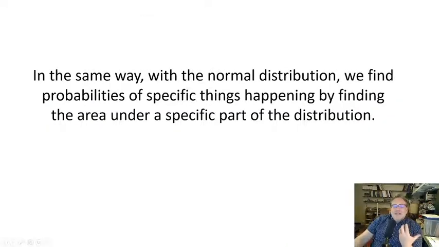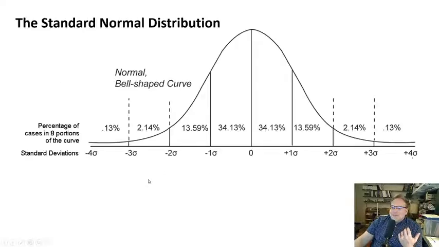So you can see that there's a connection there between calculating areas under these probability distributions and calculating a probability. So we find probabilities of specific things happening by finding the area under a specific part of the distribution. I know that sounds like a lot of technical jargon here. It's going to become easy as time goes on.